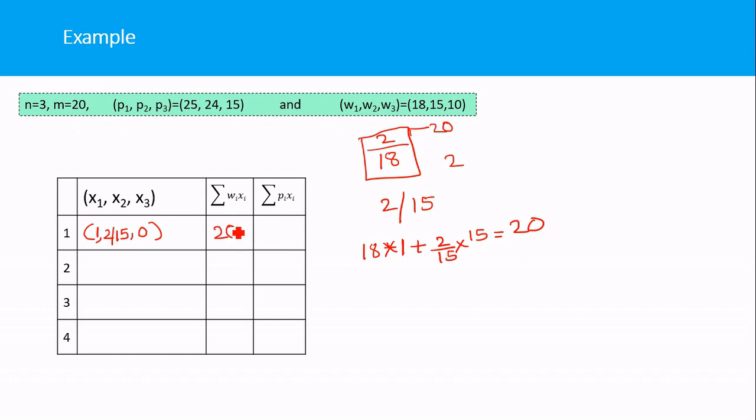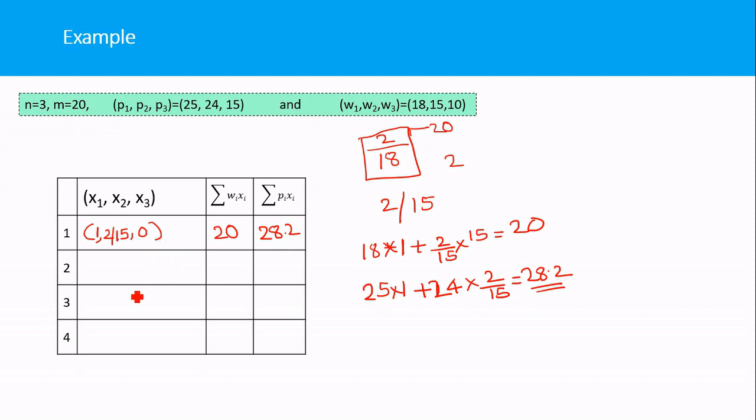Okay, now what is the profit I earned? Suppose the profit of the first item is 25, and I am taking the entire item, so 1. Plus the profit of the second item, sorry, it's 24. So 24 into 2 by 15th, the fraction of the second item I am taking. So the total profit I earned is 28.2. Okay, so this is my total profit if I am taking item number 1 completely and 2 by 15th fraction of item number 2, and I am not taking item number 3.